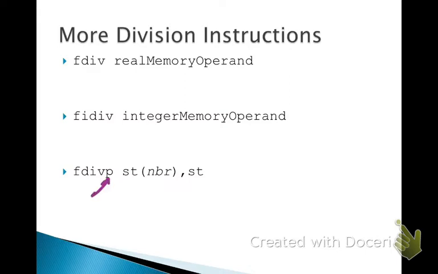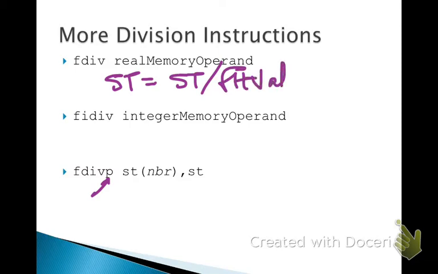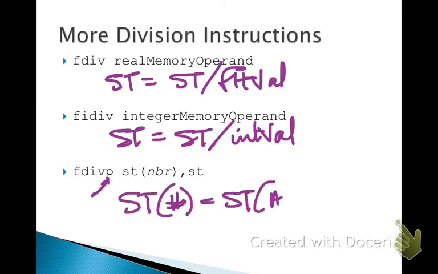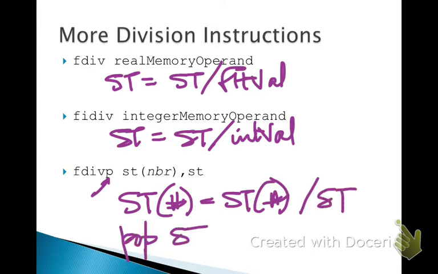So this is going to replace stack top with the quotient ST divided by whatever floating point value we indicate. Integer division will replace stack top with stack top divided by that int val. Okay, and this will overwrite stack num with the quotient that results from stack num divided by stack top, and then pop the stack top off, or pop it from our register stack.